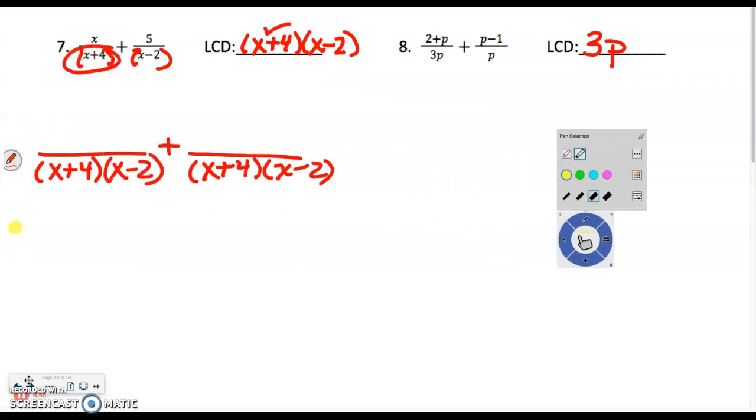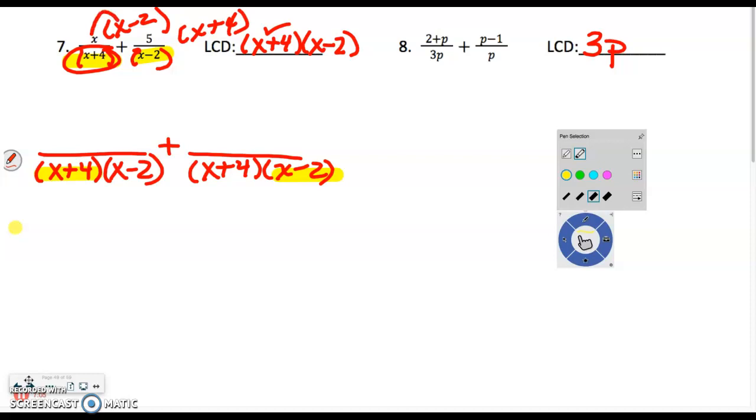All right, so it has the X plus 4, but it needs an X minus 2. So you're going to go times X minus 2. Likewise, this guy has the X minus 2. What does it need? The X plus 4. Exactly. Now you're just going to go deal with the top.